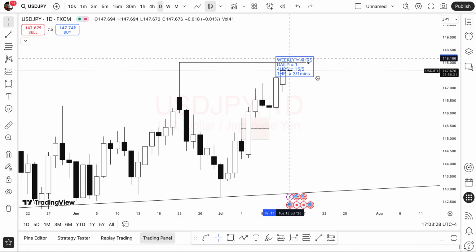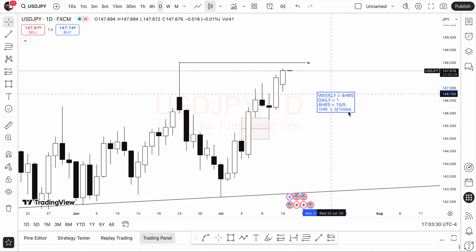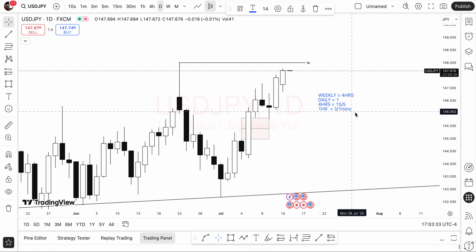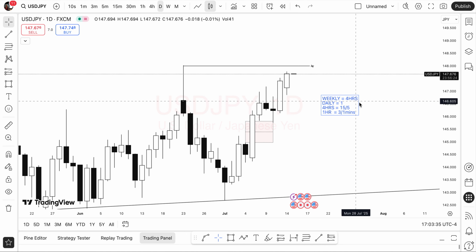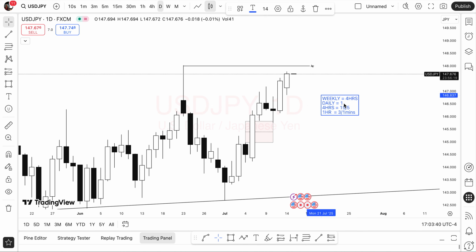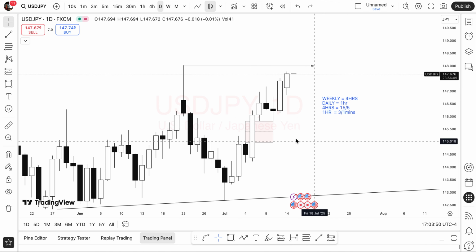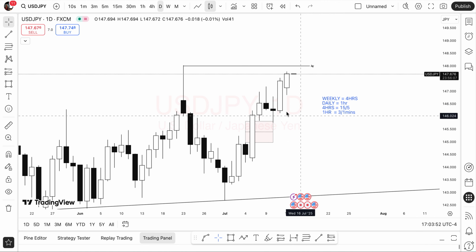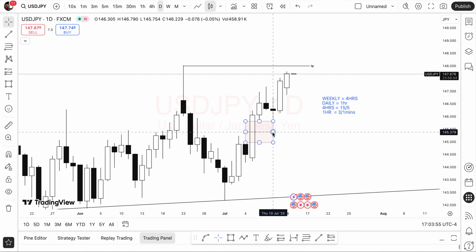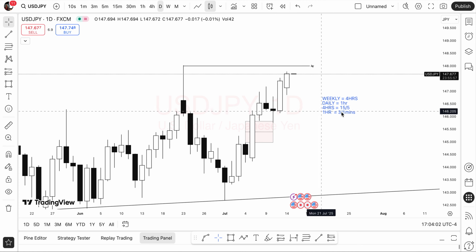So if you're using your weekly time frame as your range, you're expected to use 4 hours as your entry, while on daily you're using 1 hour as your entry. On 4 hours you're using 15 minutes, and on the 1 hour using 3 to 1 minute. So quickly, this is the daily candle, like I said earlier, so what we will be using here is 1 hour as our entry mode.